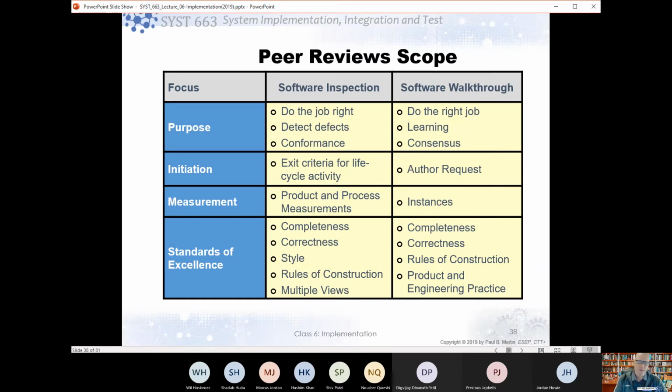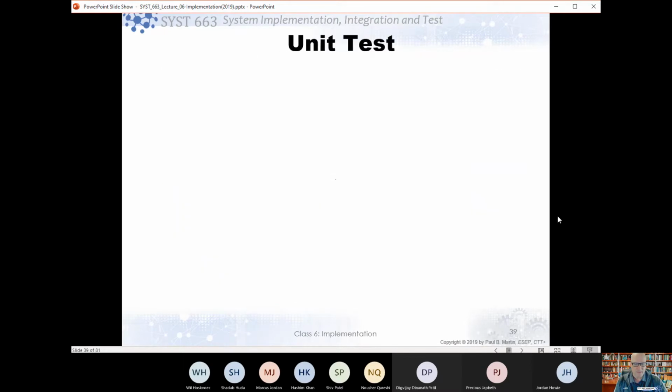So basically with peer reviews, now you have things like software inspections versus software walkthroughs. Now, inspections are just kind of looking at your software, making sure it conforms with whatever standards you're expecting, and making sure you're following the rules of construction. Now, a walkthrough is actually looking at how the software is constructed from what you want it to do. Is it meeting the requirements? Are you doing the right job? Is it correct and is it complete? So it's those types of things that you look at for that.